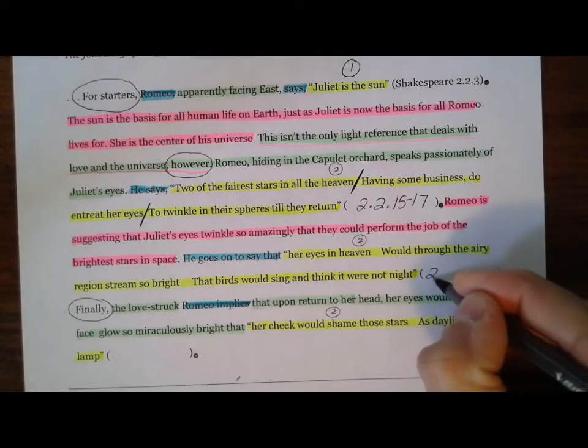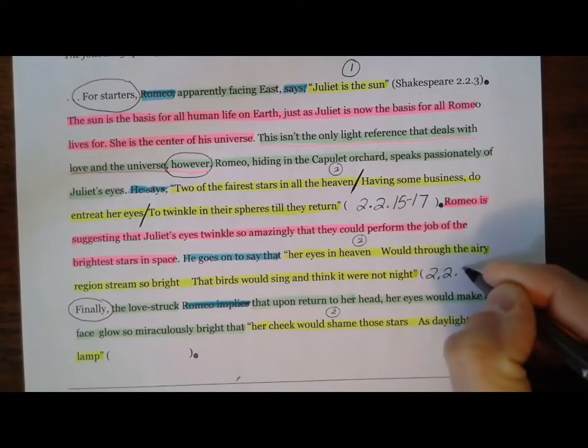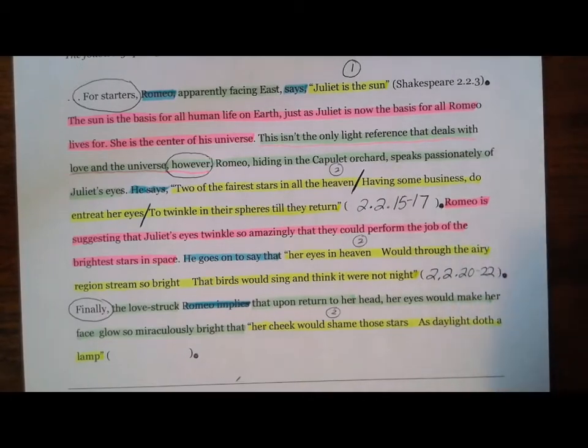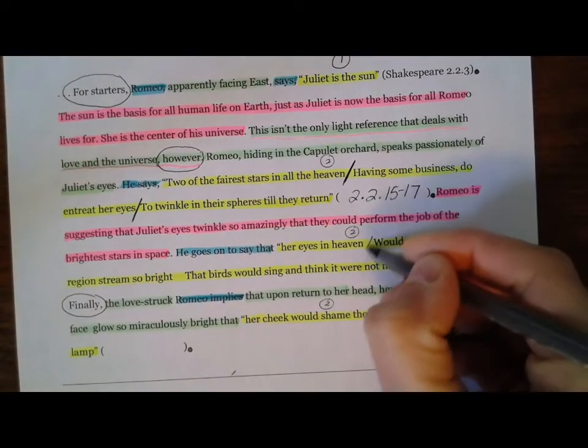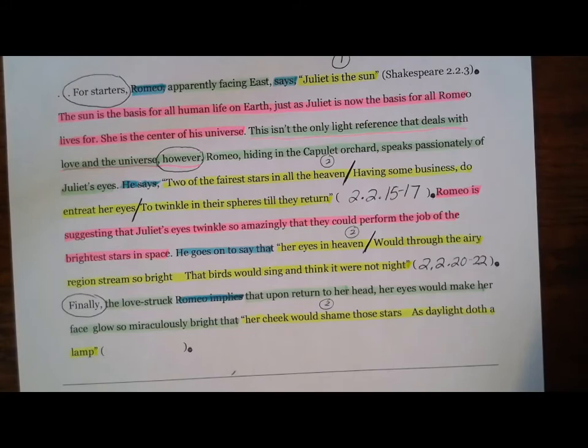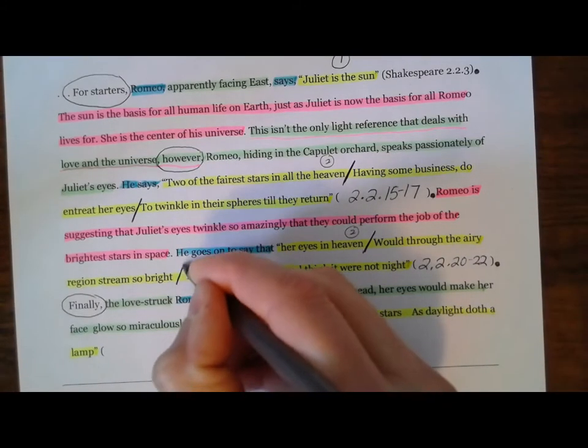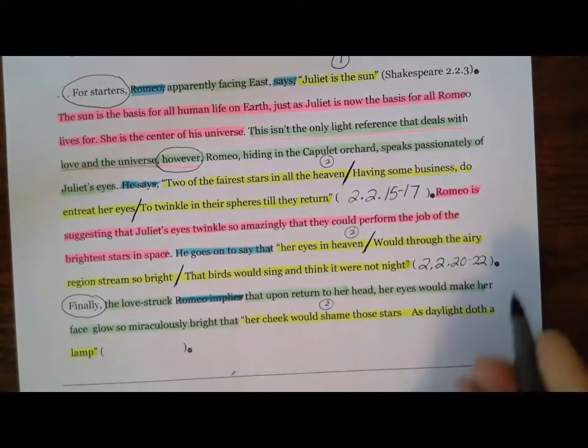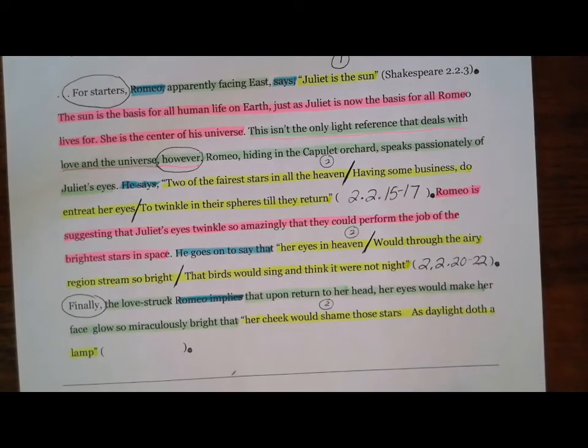Same thing for this. It's Act 2, Scene 2, 20 through 22. And I can tell based on the capital letters. Here's the end of a line. Here's the end of a line. End-line slashes. Period on the outside.